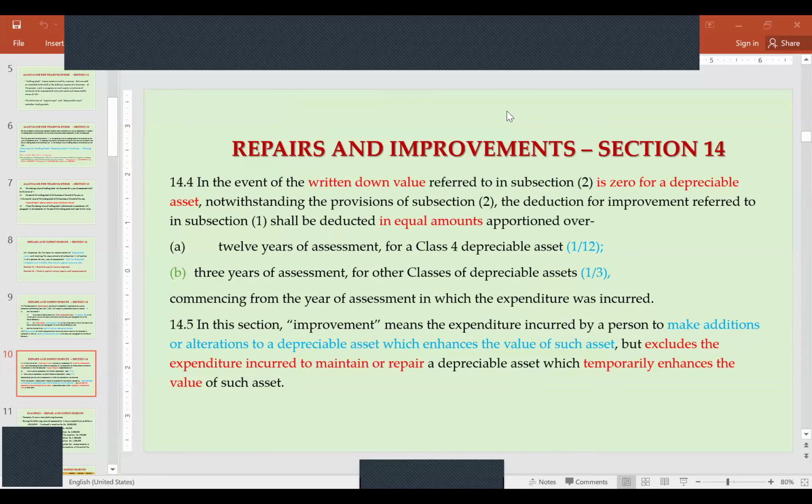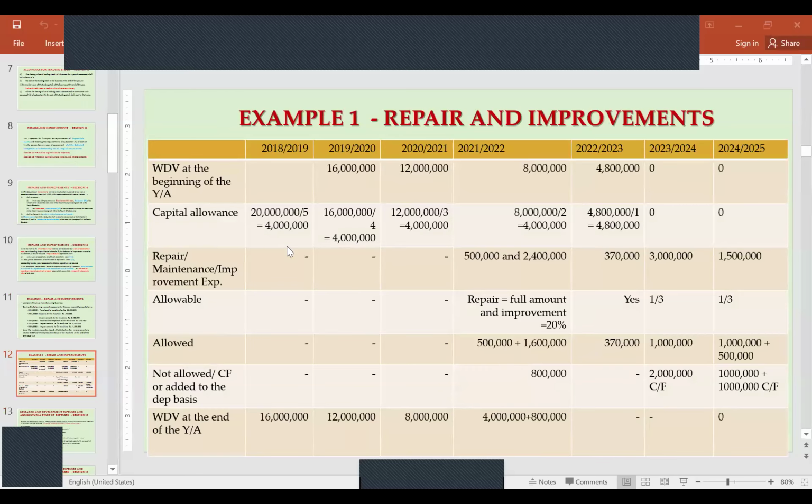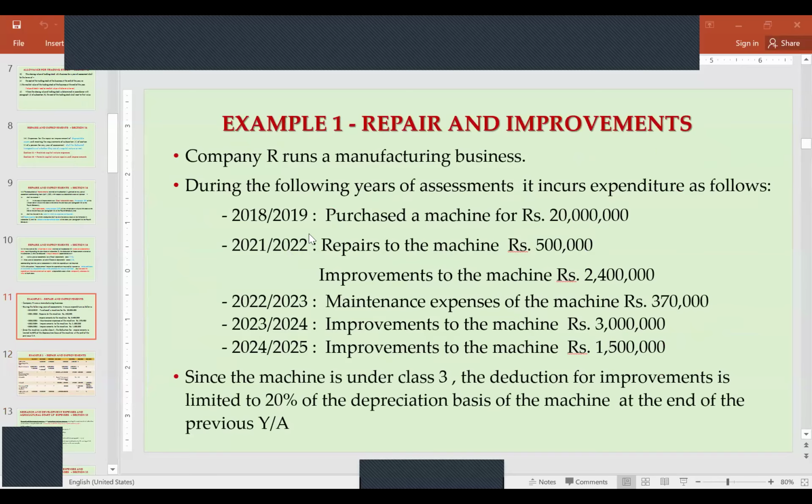If it is for repair expenditure incurred for a depreciable asset after 2021, then without any restriction we can deduct. But if it is for improvement expenditure, we have to apply this formula to restrict that expenditure, and the balance should be added to the depreciation basis. I explained this provision with this example, so I think you can understand the section properly. There is a special machine purchased in 2018-19. After that, several expenditures were incurred for repairs and improvement.